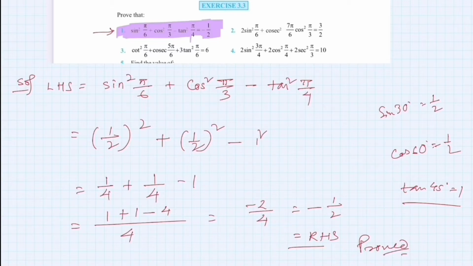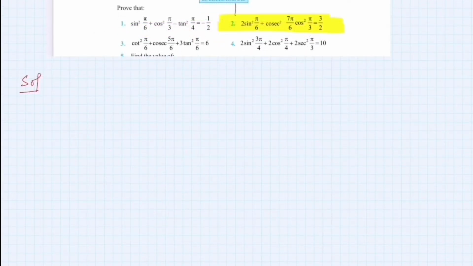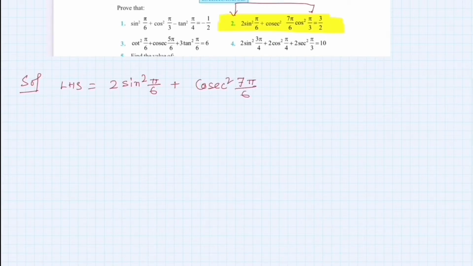Now let me show you the second one, question number 2. Let me take the left hand side of question number 2 first. Left hand side: 2 sine square pi by 6 plus cosec square 7 pi by 6 into cos square pi by 3. So this is the left hand side.